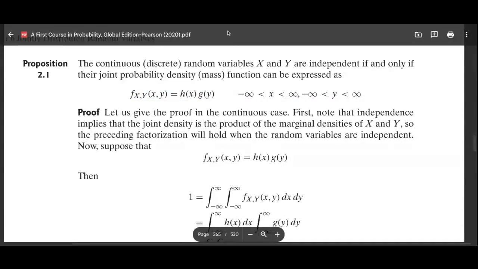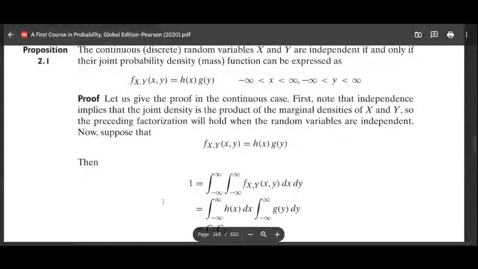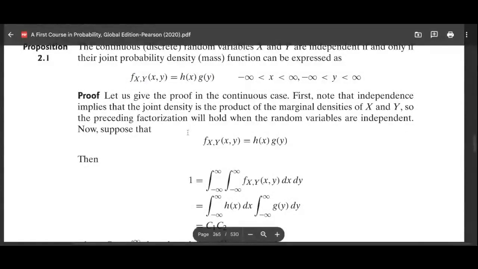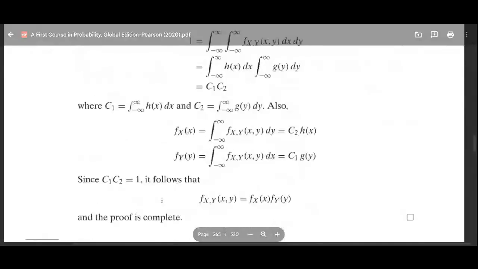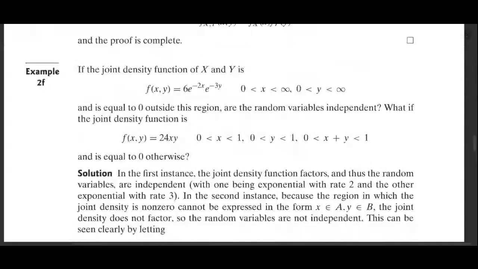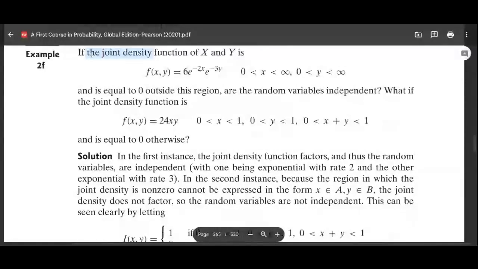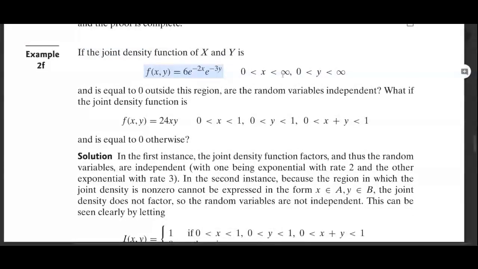Yeah, this follows from the previous definition. So this is a little proof if we want to go through. Let's see this one. If the joint density function of x and y is this, for both x and y positive, zero otherwise, are the random variables independent?